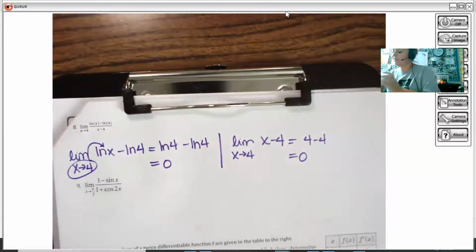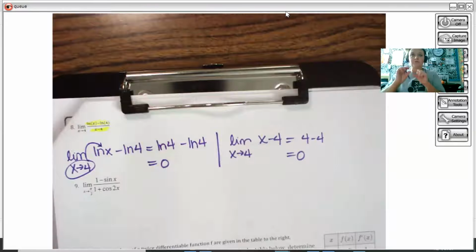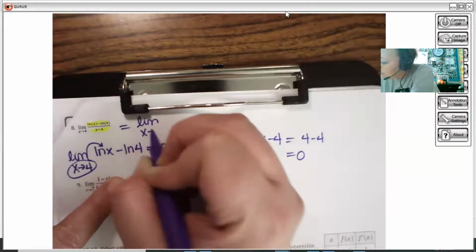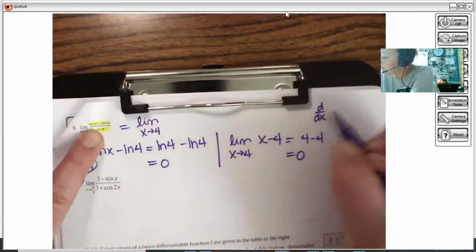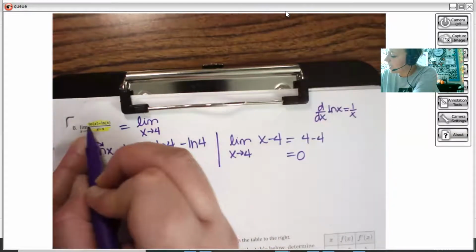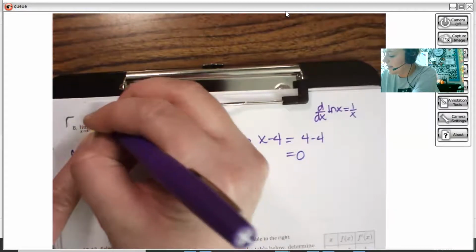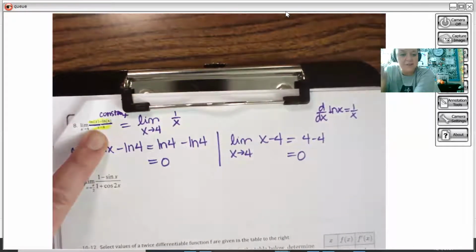So I'm going to take the derivative of the top function and then the derivative of the bottom function. But remember, with L'Hopital's rule, you're not doing a giant quotient rule. You're keeping those functions totally separate. So we're going to retry the limit as x approaches 4. The derivative of ln x is 1 over x. ln of 4 is a constant. I don't know what the ln of 4 is, but I know that it's a number, and when I take the derivative of a number, I know I'm going to get 0.